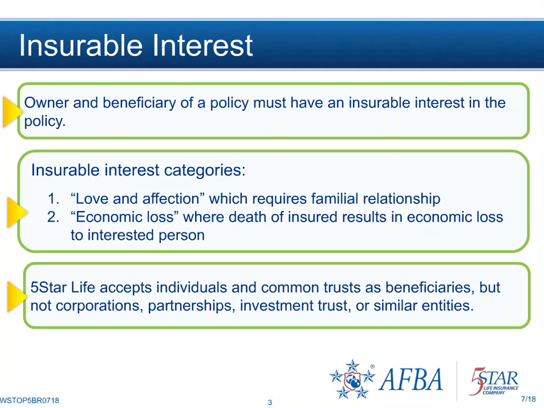5-Star Life accepts individuals and common trusts as beneficiaries, but not corporations, partnerships, investment trusts, or similar entities. An insurable interest form, Form R814, needs to be completed and approved by compliance when insurable interest is in question. Submit the form as part of the new business process you would normally follow. You can watch a 3-minute video that highlights the importance of compliance and outlines a few guidelines. Go to the 5-Star Life Insurance website under Brokers, Worksite, Resources, Training, and look for insurable interest.